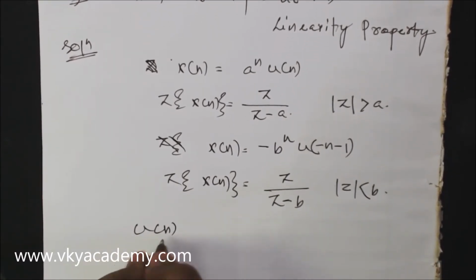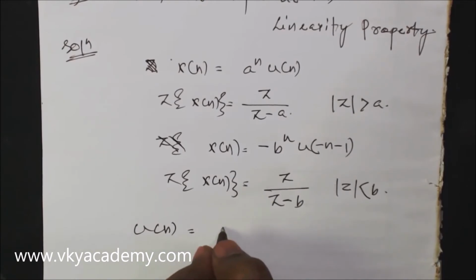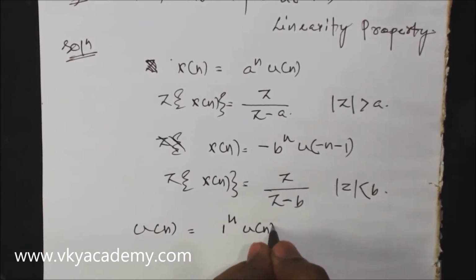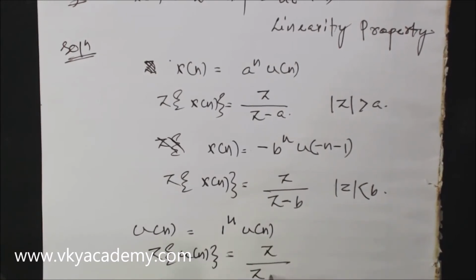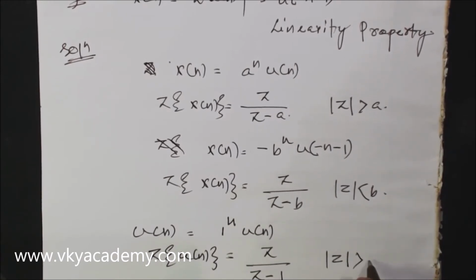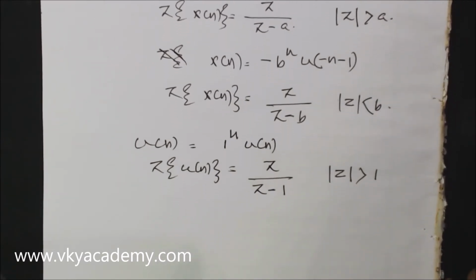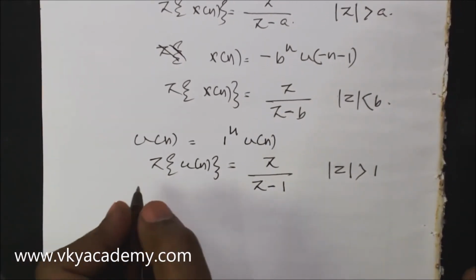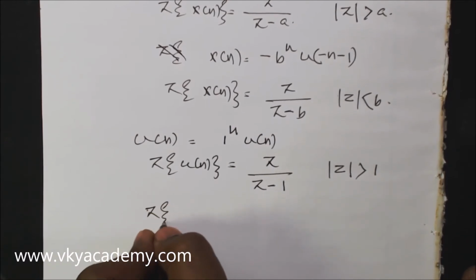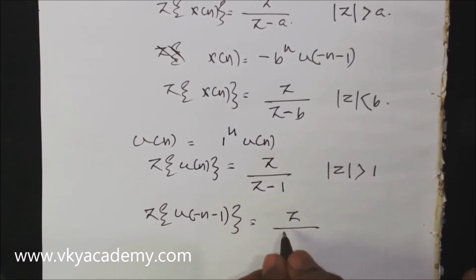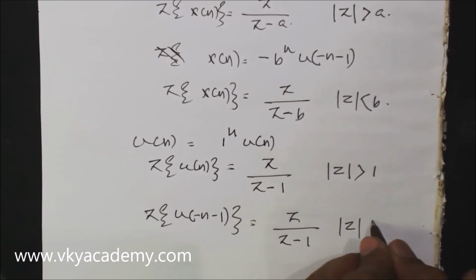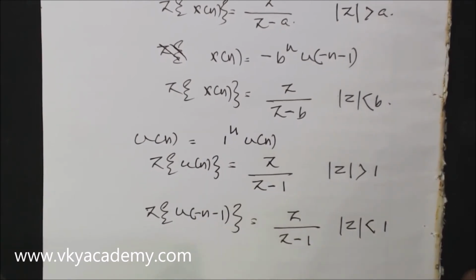Now u of n can be written as 1 to the power n u of n, and its Z transform will always be equal to z upon z minus 1, and mod z is greater than 1. And similarly, Z transform of minus u of minus n minus 1 will be z upon z minus 1, and mod z is less than 1. So let us find out the solution.